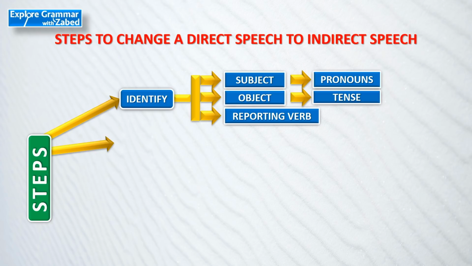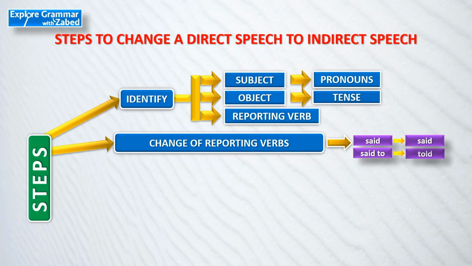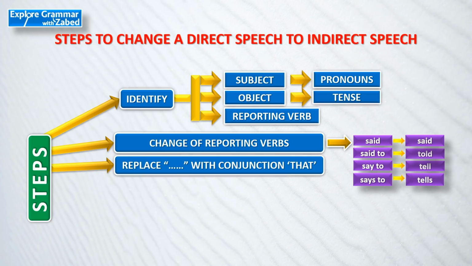Second step is the change of reporting verbs. Usually, reporting verbs are changed in this way. In assertive sentence, said becomes said, said to becomes told, say to becomes tell, says to becomes tells. Third step is to replace the quotation marks with conjunction that. We'll remove the inverted comma and join the speech with that.